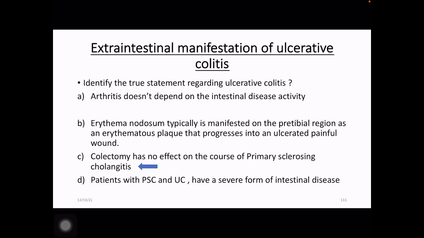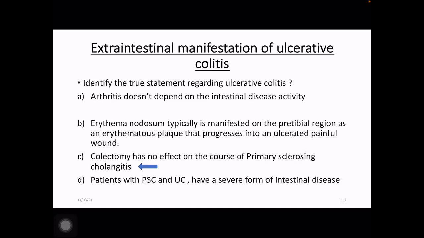False. Yeah, it is false. Remember, as far as PSC and ulcerative colitis is concerned, they have quiescent intestinal activity. That is, they have a very mild version of the disease as far as the colitis is concerned, but they have more chance of developing into a malignancy.